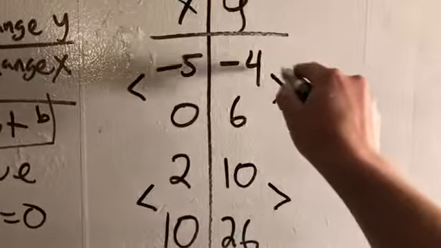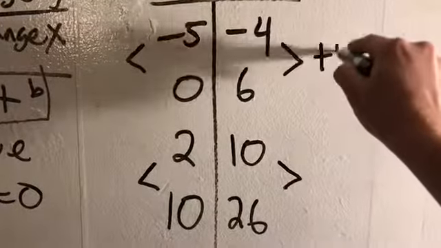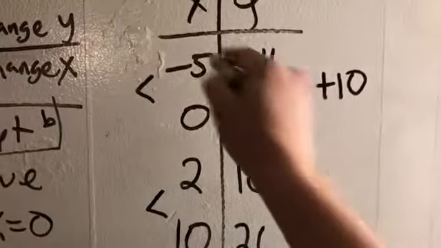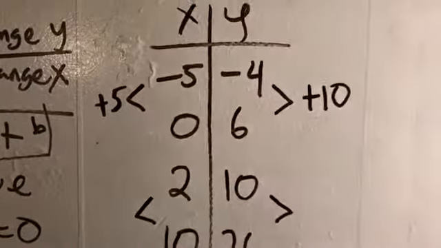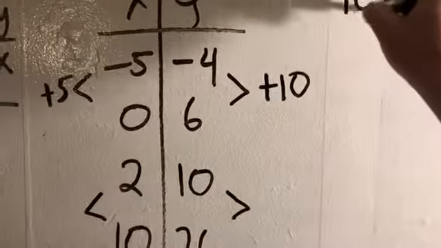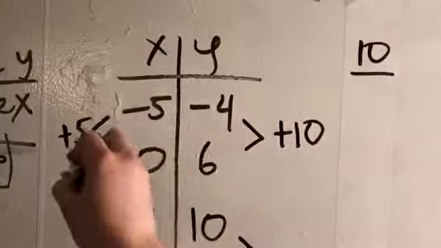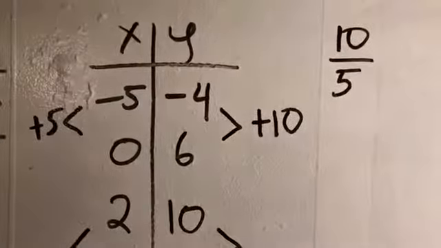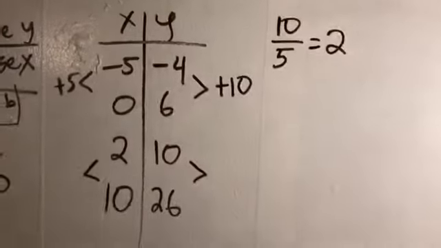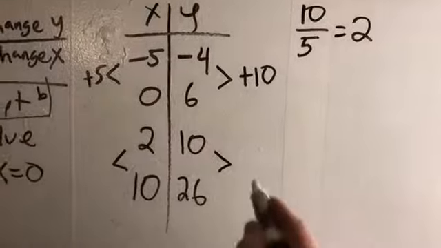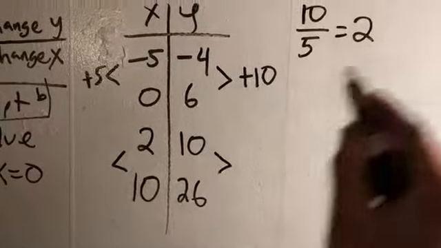So from negative 4 to 6, we're adding 10. From negative 5 to 0, we're adding 5. To find the slope, you take your change of y divided by the change in x. 10 divided by 5 is 2. Now, the only way that we're going to get a correct answer is if our slope down here also becomes that 2.